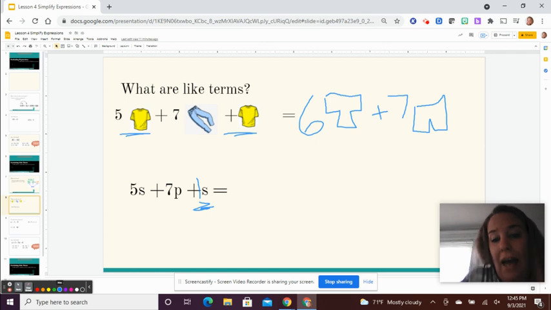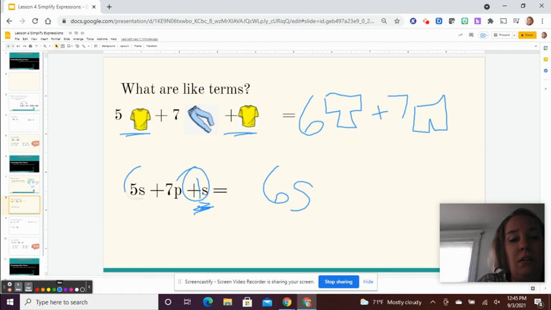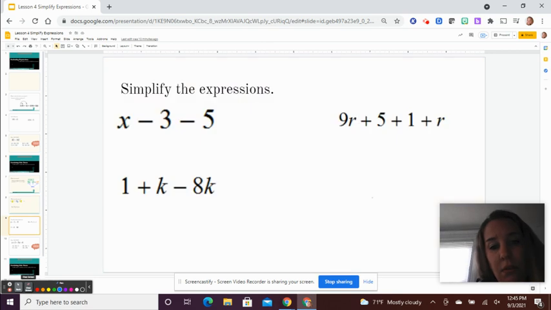There's one shirt right there. So this becomes just 6s, right? 5 and 1 more, plus 7p. And we can't combine that any further because we're not talking about just articles of clothes. We're talking about shirts versus pants.